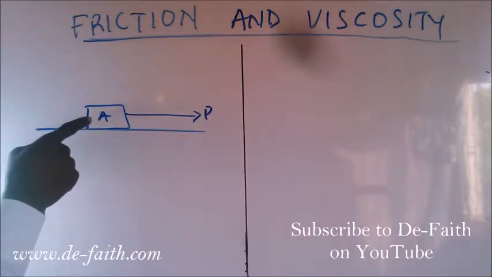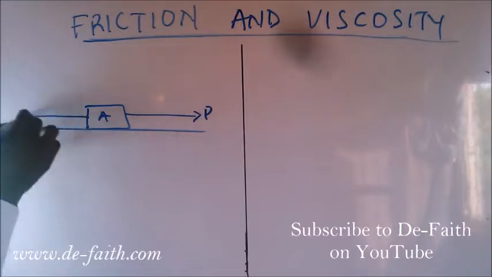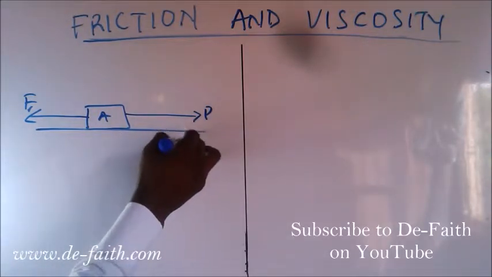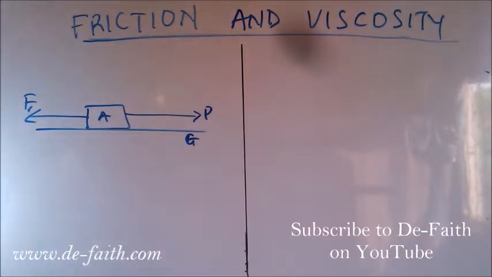The force that is not making it move in this direction as fast as we want acts in the opposite direction, and that opposite force is the frictional force. It is basically a force that acts at the surfaces of A and the ground. It opposes the motion of A over G, which is the ground.